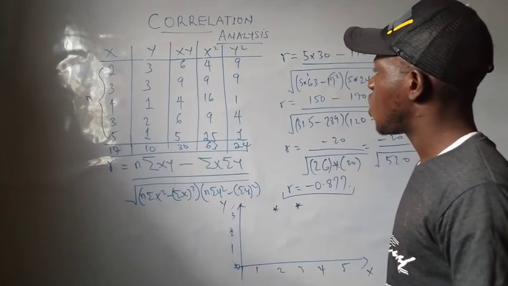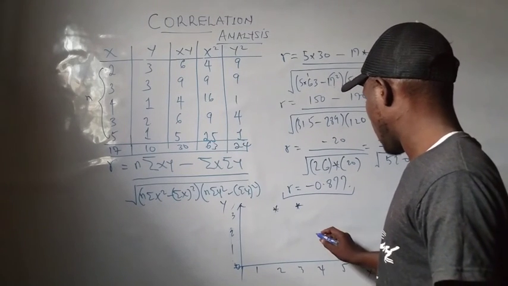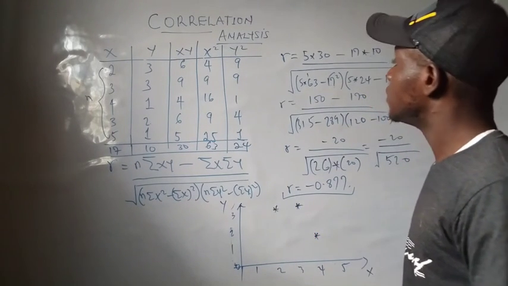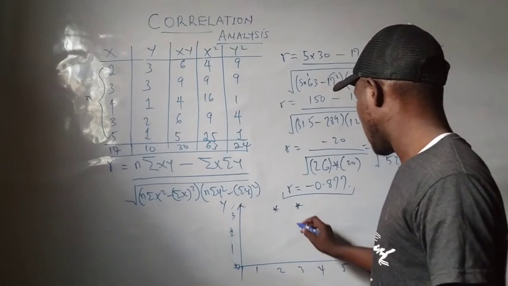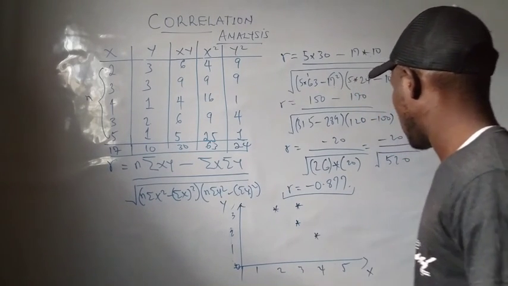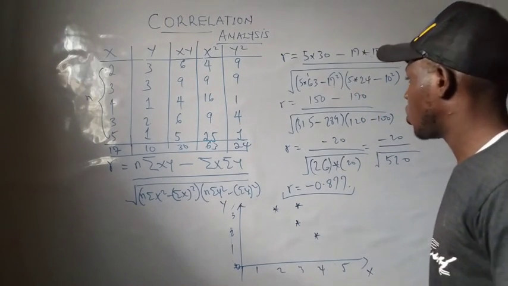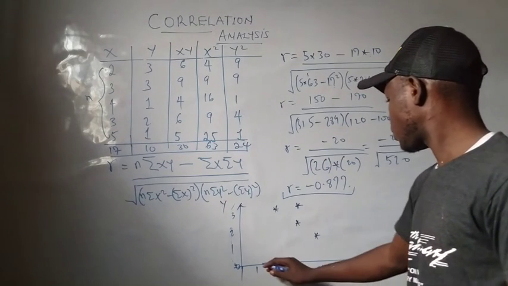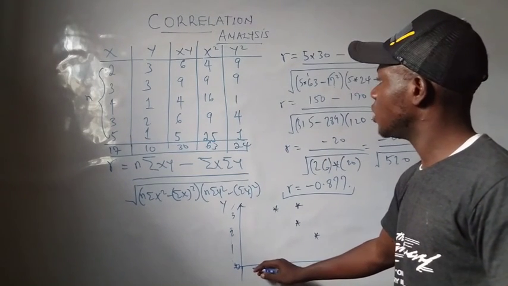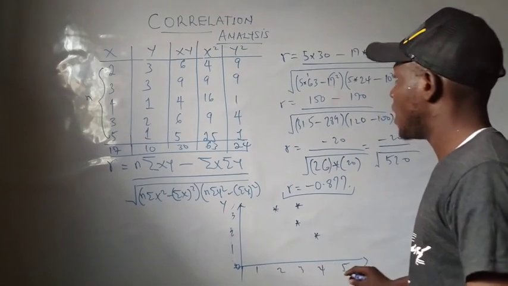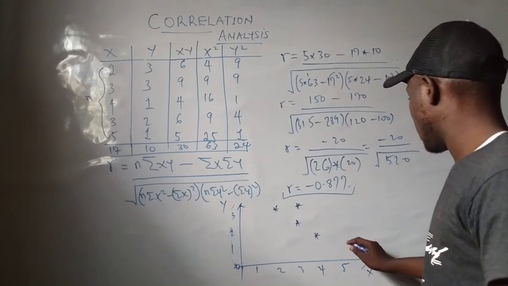Then we have 4, 1. I have 4 here, and I have a 1 here. Then I have 3, 2. I have 3 here. I have 2 here. Then I have 1, 5. I have 1 and 5 here.